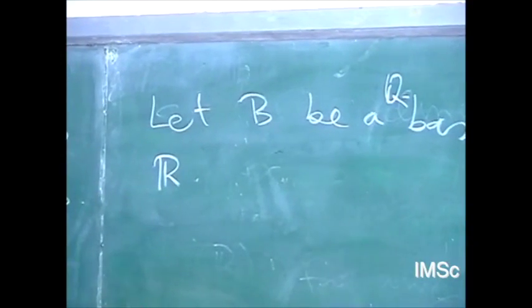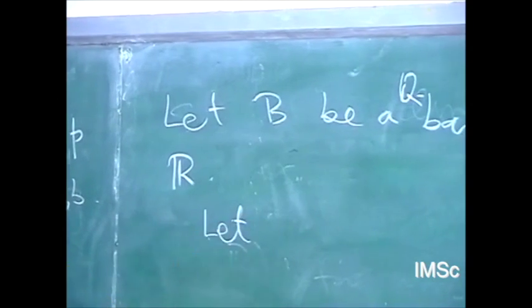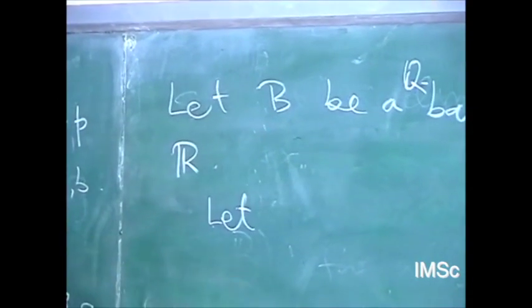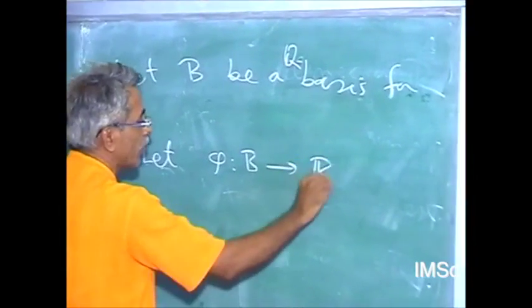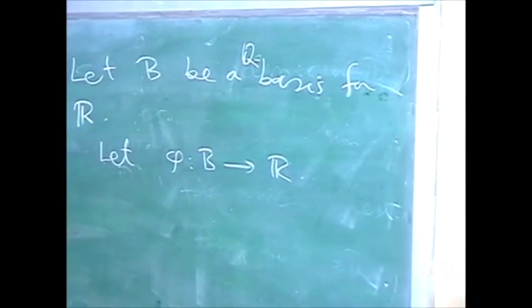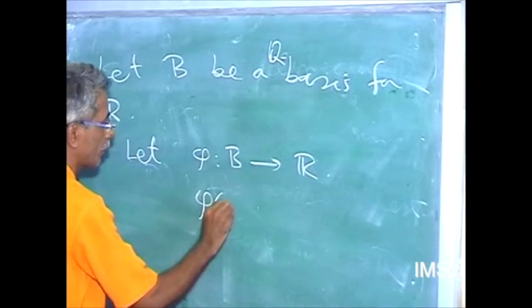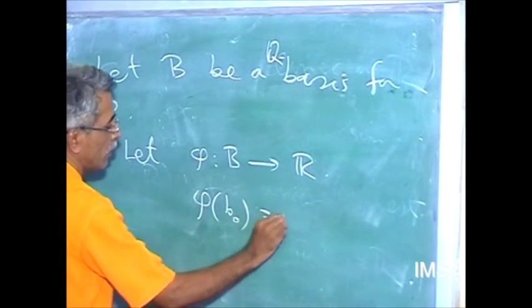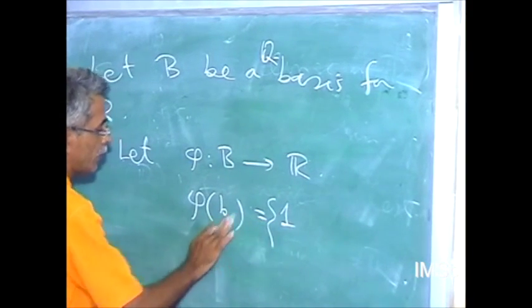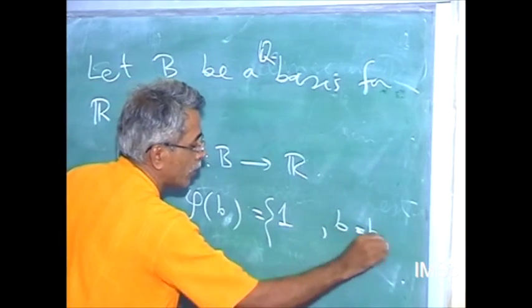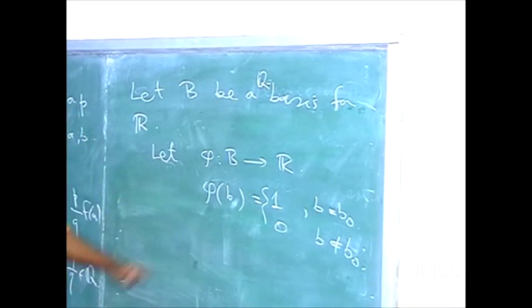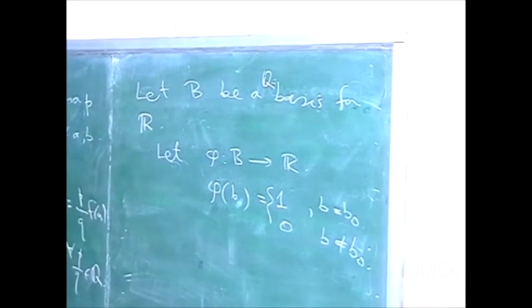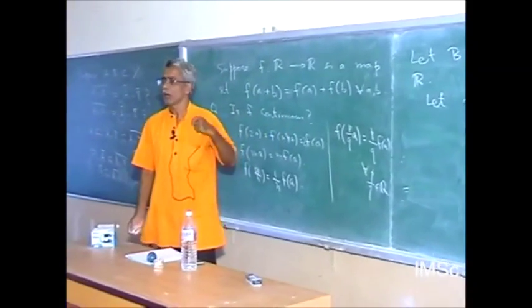Then what you do is, I am going to define a set map P from B to real numbers. You just choose anything you like. I will choose it in a particular way. I single out one particular element b naught and set P of b naught equal to 1. For all the other b belonging to B, P of b is 0.